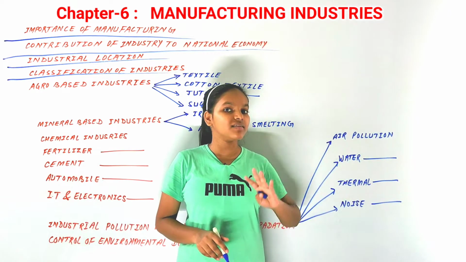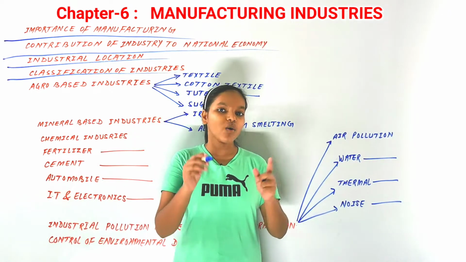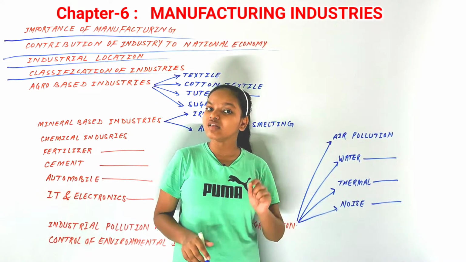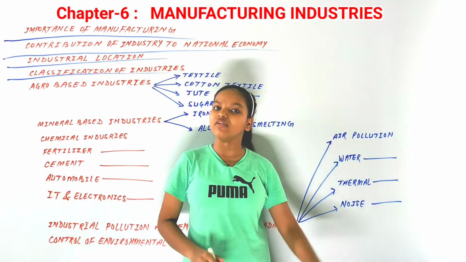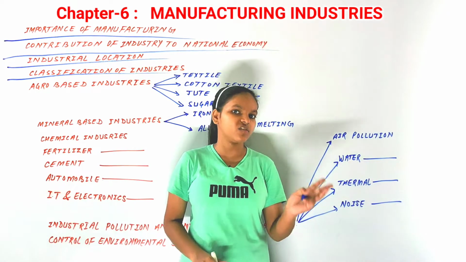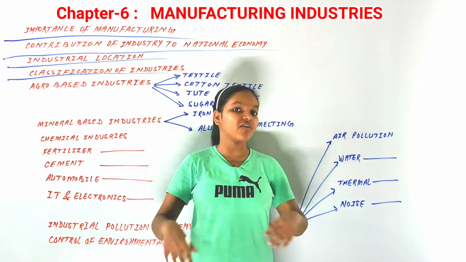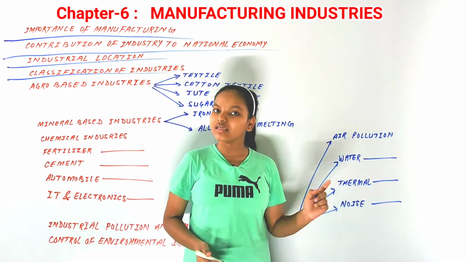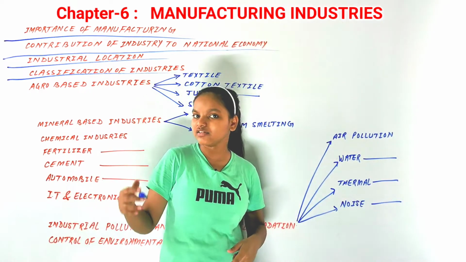After that, on the basis of area, there can be a classification of industries as well, like small scale industries. Small scale industries are those that are not that large, like cottage industries and home industries. And large scale industries are those on a large scale, very big industries all over the country.